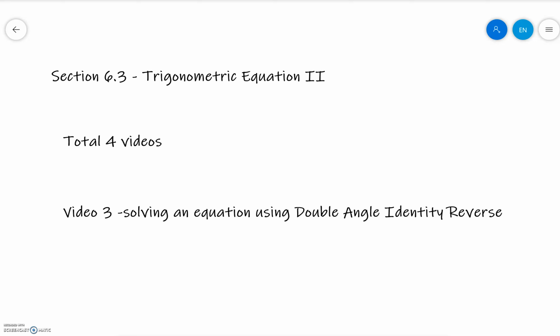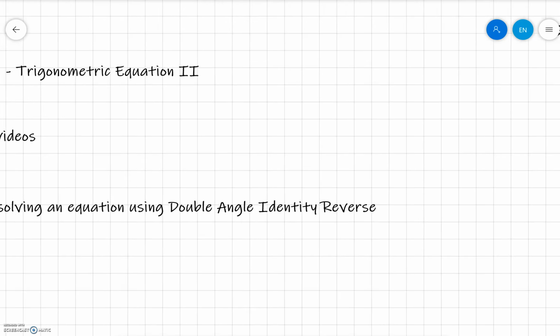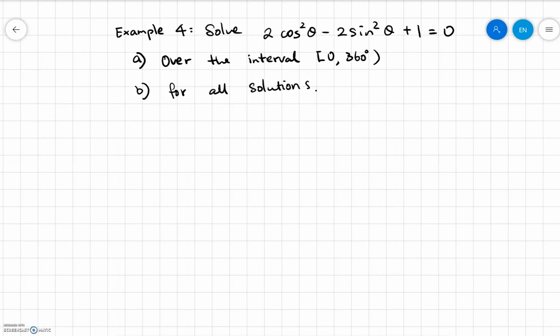This is the lecture video for section 6.3. Here is video 3. We're going to be talking about solving equations using the reverse direction of the double angle identity. So the example we have here is example 4.